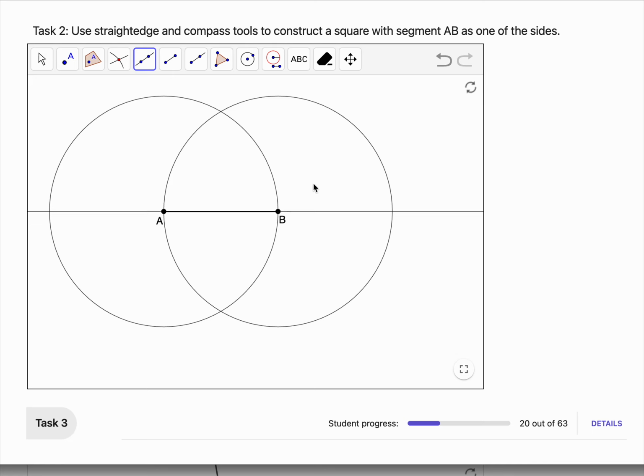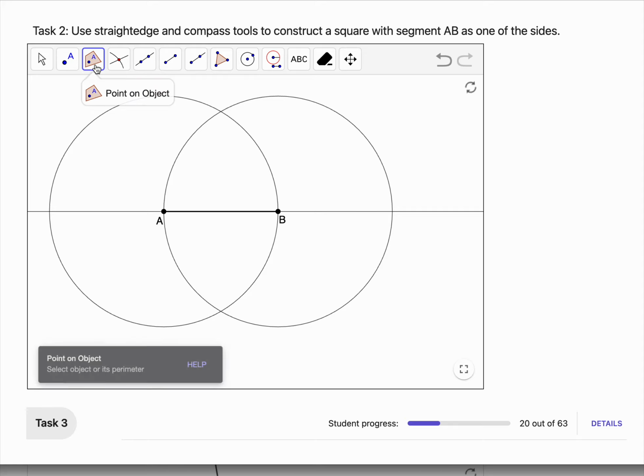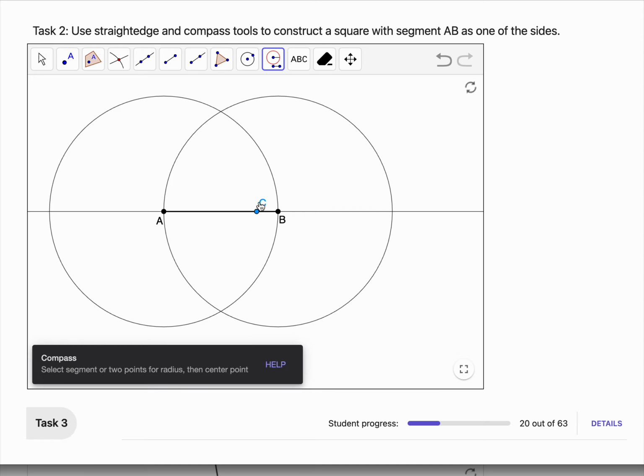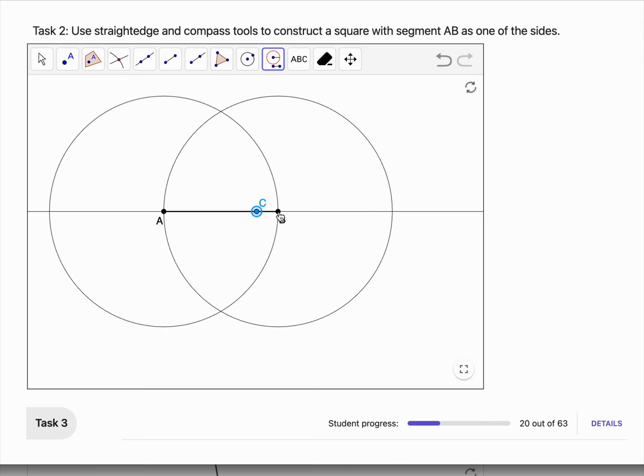Oops. Yeah, there we go. All right, so we've got a line. Now, let's see here. I could just put a point anywhere I want. So let me put a point like right here. And that point I can use to make another point that's exactly the same distance away from B.